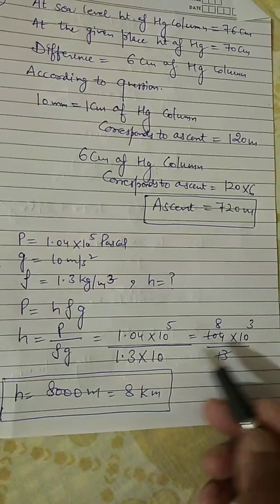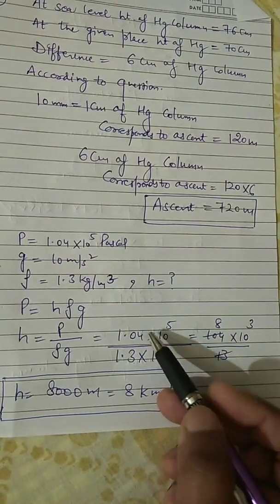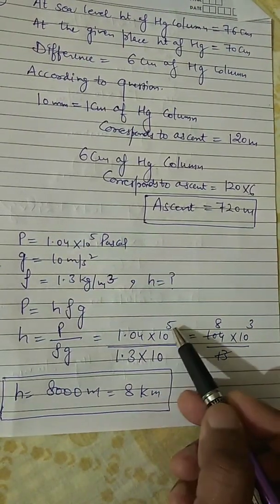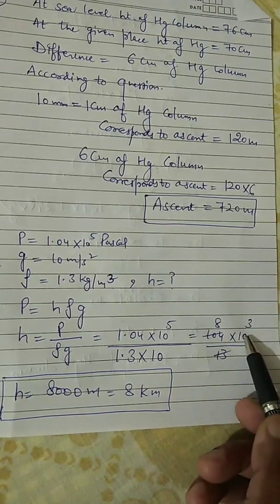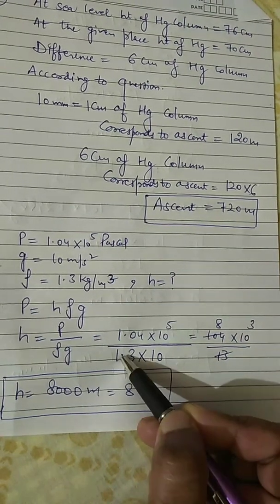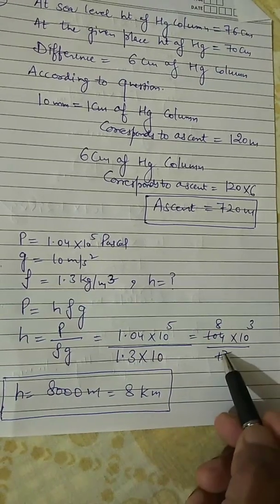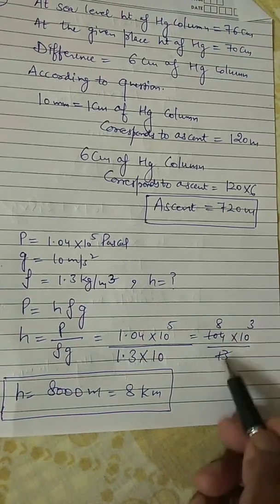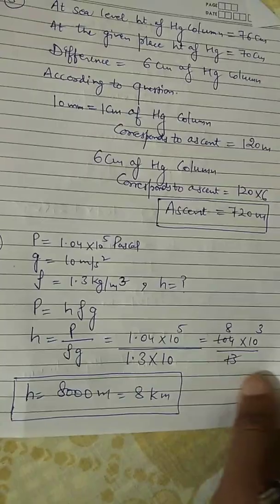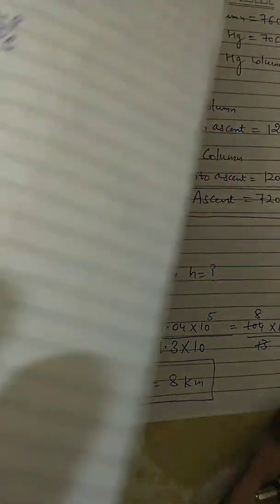So after solving, 104 upon 100 with this 10 to the power 5, you will get 10 to the power 3, and this decimal will cancel with this 10, so 13 will be in the denominator. After solving, you will get 8000 meter, and this height is equal to 8 kilometer.